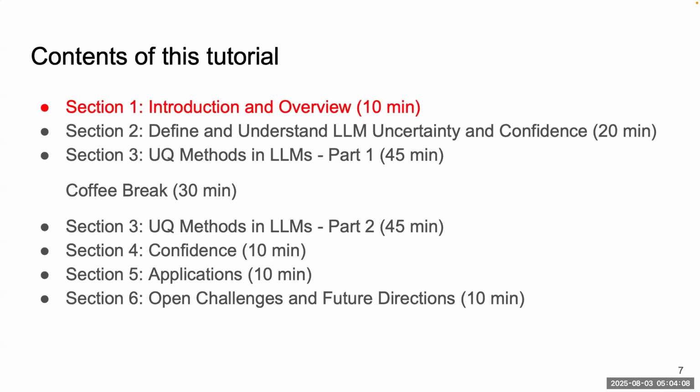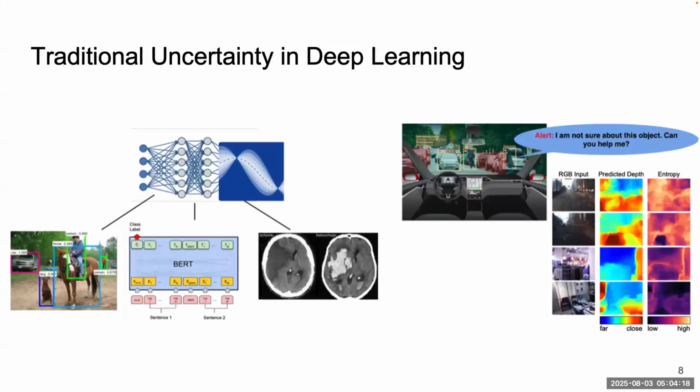Okay, and so let's first talk about why we need uncertainty quantification. The term uncertainty is not new. It's been a hot topic even in deep learning. So in deep learning, we have a neural network, and instead of just predicting or classifying certain labels, we also want, in traditional deep learning, some distribution of your prediction. We want to know how confident you are in your prediction.